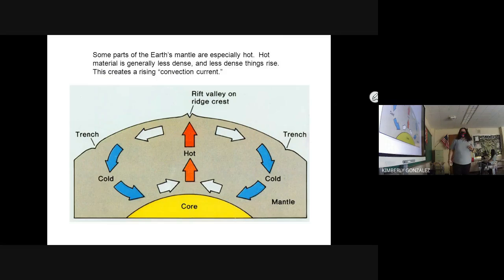So if you see how it says a rift valley on a ridge crest, you see how it's open like that? That's a little opening inside of the crust that allows the lava to come out and escape.